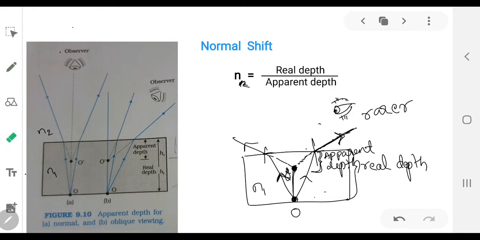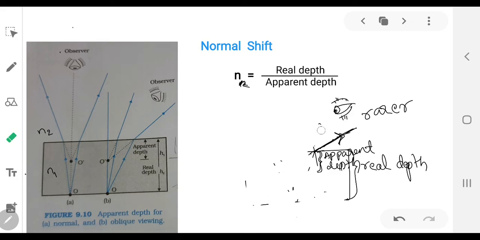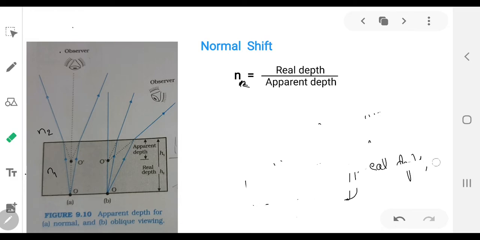Now we'll see what happens if the object is in the rarer medium and the observer is in the denser medium.